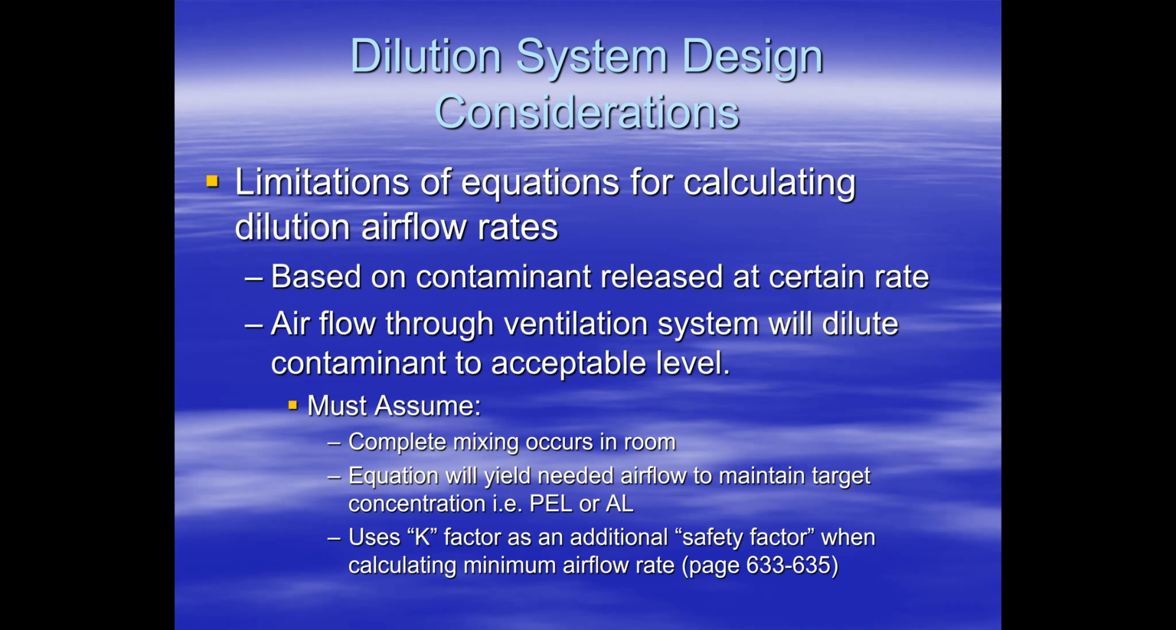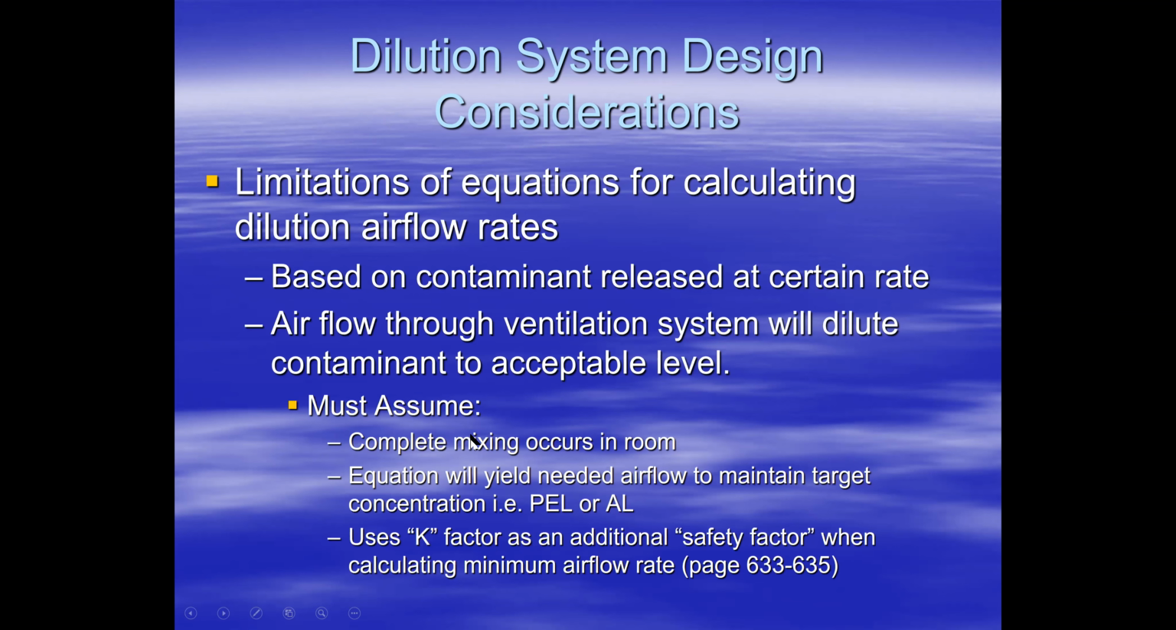And we use what's called a K factor, or an additional safety factor, sometimes called a mixing factor, because it is also often associated with the level of mixing that we have. That K factor is basically a multiplier to what my calculations say, to ensure that the air volume flowing through the system is going to prevent my worker from being overexposed.